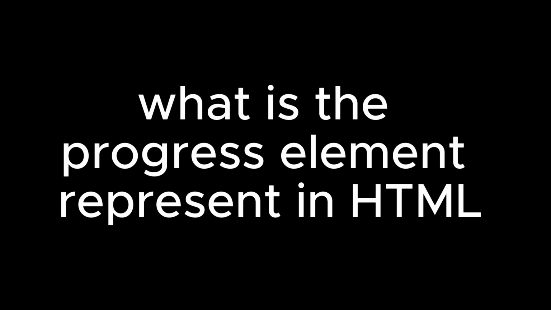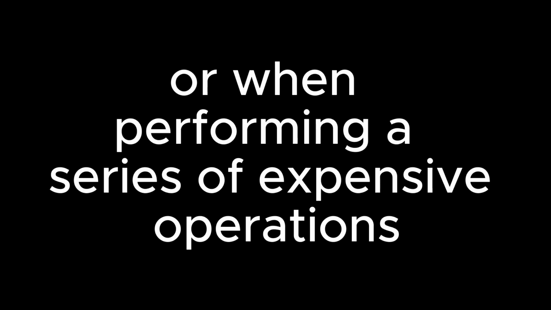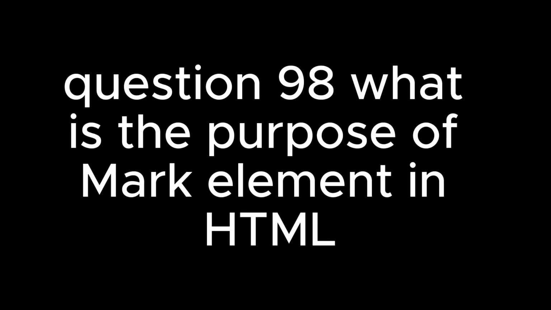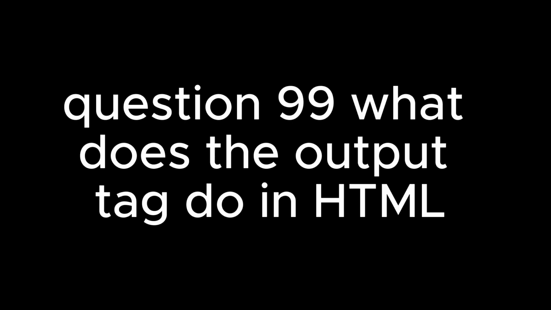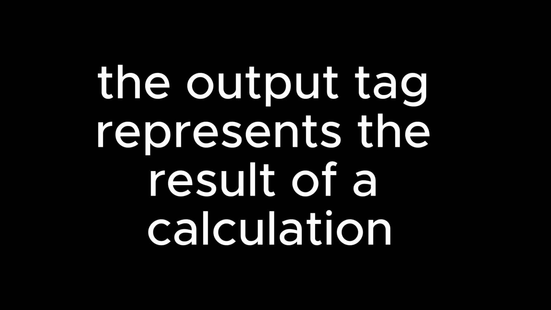Question 97. What does the progress element represent in HTML? Answer. The progress element represents the completion of a task, such as downloading or when performing a series of expensive operations. Question 98. What is the purpose of the mark element in HTML? Answer. The mark tag provides a way to highlight text due to its relevance in another context. Question 99. What does the output tag do in HTML? Answer. The output tag represents the result of a calculation or user action.